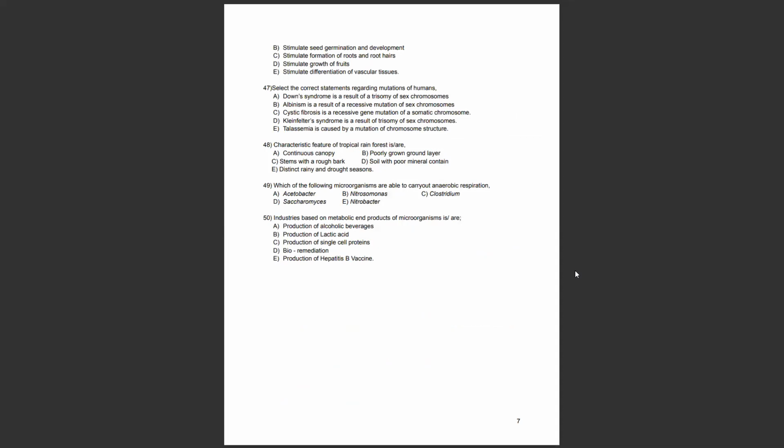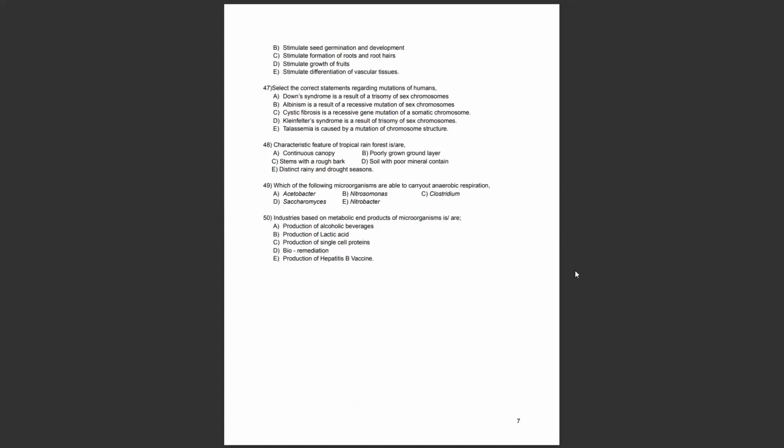Then question number 47, select the correct statement regarding mutation of human. Again, this is from molecular biology, the mutation part. Now, Down syndrome is known as trisomy 21. Right? Chromosome pair 21 has a trisomy condition. Albinism is a recessive mutation. Sex hormone? No. Here the answer should be the fourth answer, C and D.